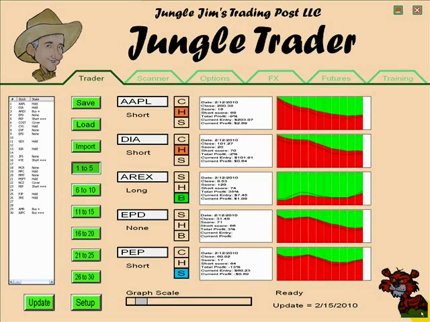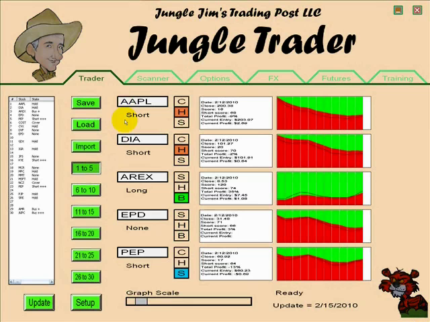Today we're going to introduce you to the Jungle Trader. The Jungle Trader is a group of tools that will help you find stocks, options, and Forex trades. Currently we have on the screen the Stock Trader. The Stock Trader consists of several different parts.